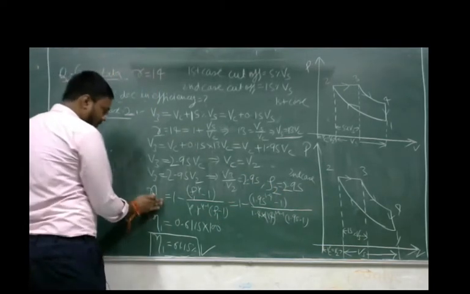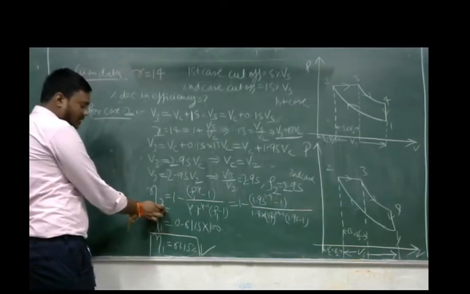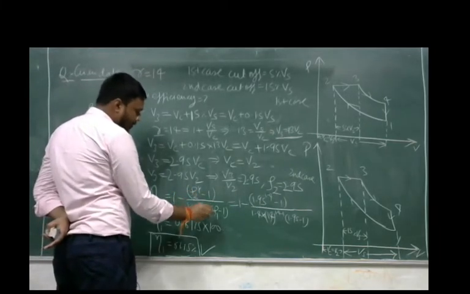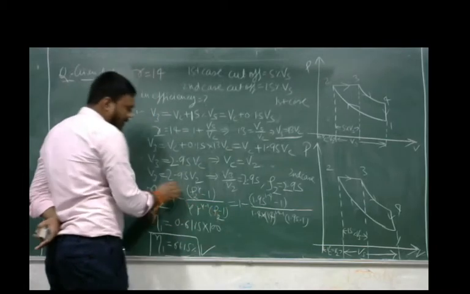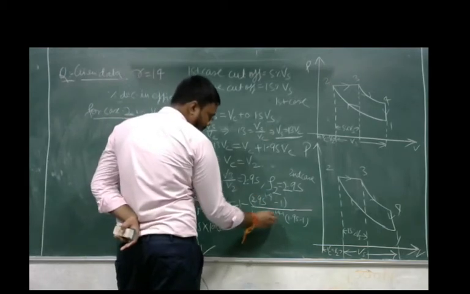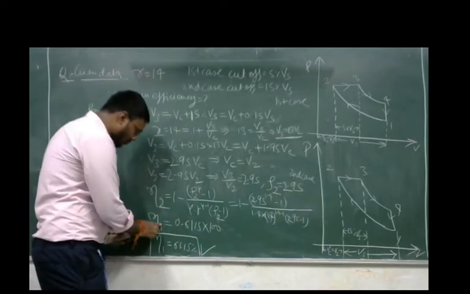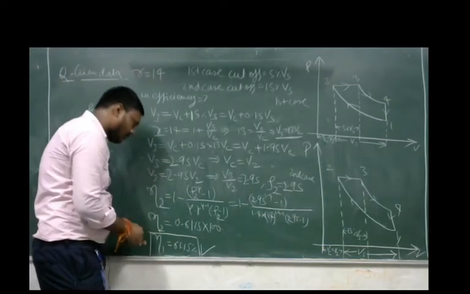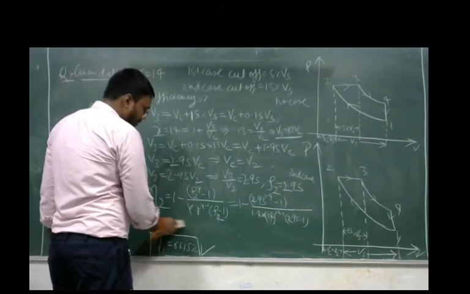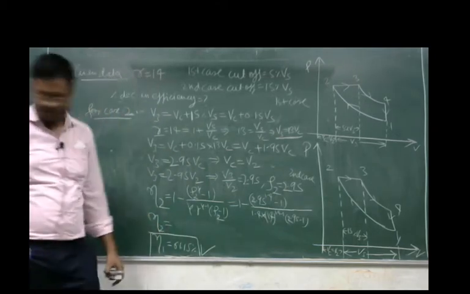Here eta 2 should be equal to the efficiency in case 2, eta 2 equal to 1 minus, replacing all rho 1 by rho 2, rho 2 to power gamma minus 1 and rho 2 to power gamma minus 1, with the value of rho 2 as 2.95, here also 2.95. So here we get the value of eta 2. Both processes are the same, the only difference is that the cutoff ratio changes.